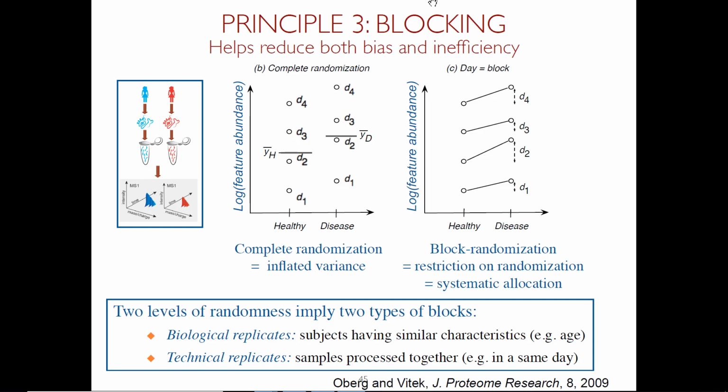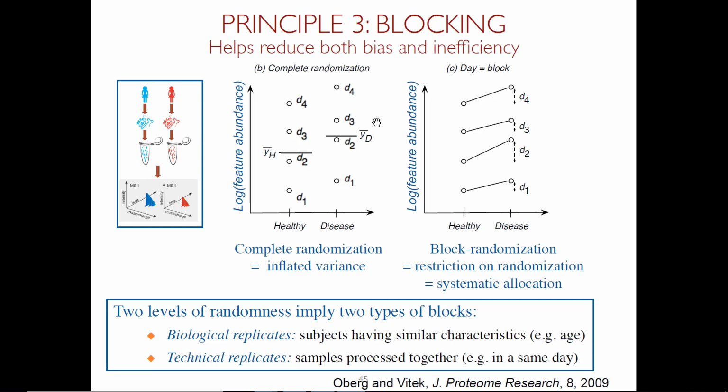So remember, I was saying if we randomize different days, then we inflate our variation because now we have day-to-day variation as part of the variation within each group. So we have more variance in our samples. You can also see that now, let's say day 1 has the lowest abundance, day 2 has more abundance, and so on, right? So clearly, day has an impact on what the intensities look like.